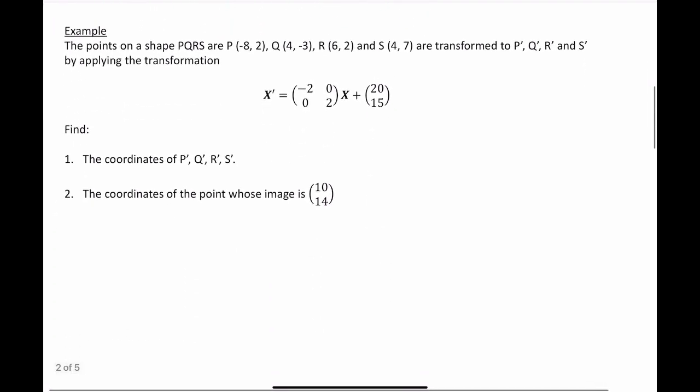Okay, so let's look at an example of one of these. We're given points on a shape P, Q, R, S, and we're given those coordinates, and they're transformed onto, now remember, this P dash here just means the image of P, and then the image of Q, R dash the image of R, S dash the image of S, and we're applying a transformation, and this transformation is an affine transformation. We have some transformation matrix A, and we have some vector B, and X here is our point, XY coordinates.